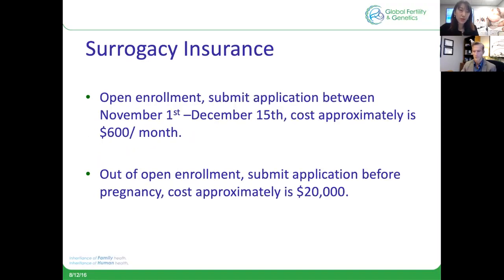Before the transfer, the very important thing is to purchase surrogacy insurance. There is an open enrollment period. Usually you submit your application between November 1st and December 15th. The cost is approximately $600 each month. The other option is if you submit your application outside of the open enrollment period, the cost of the insurance could be approximately $20,000 or more.